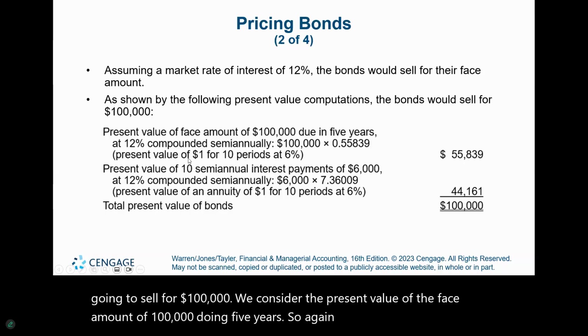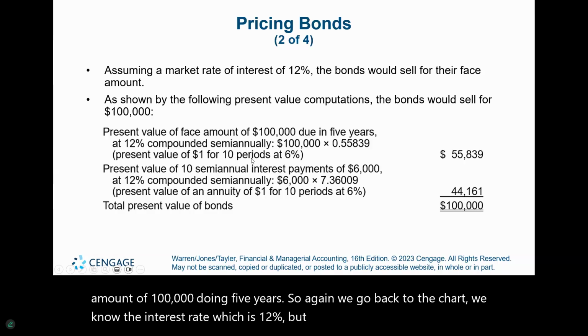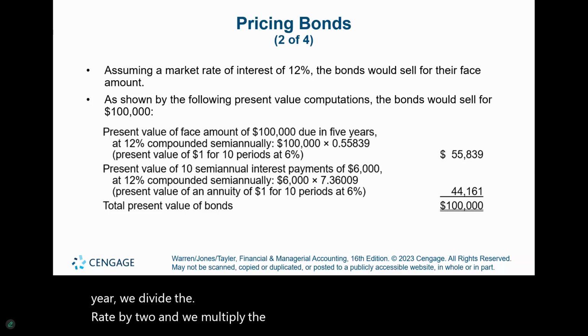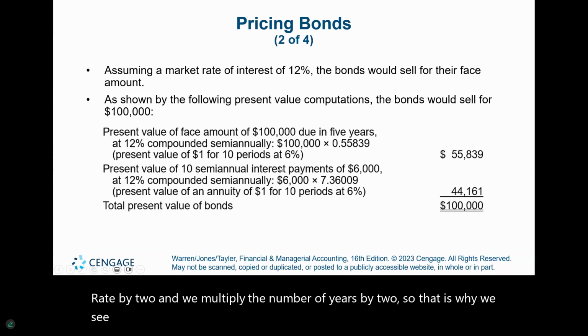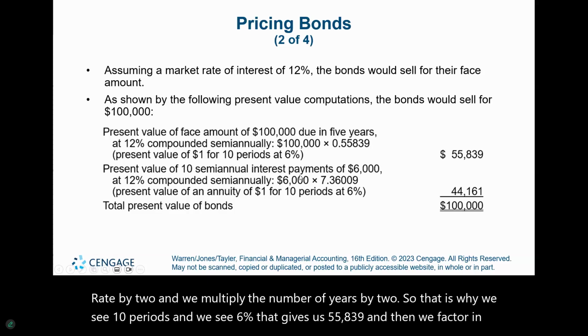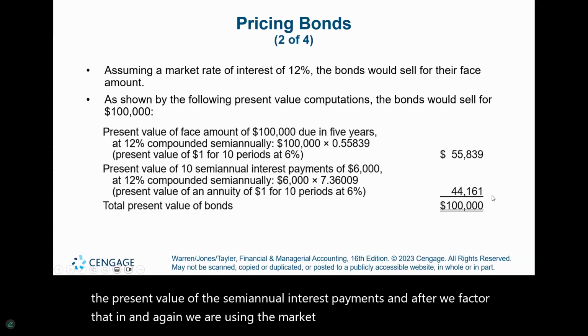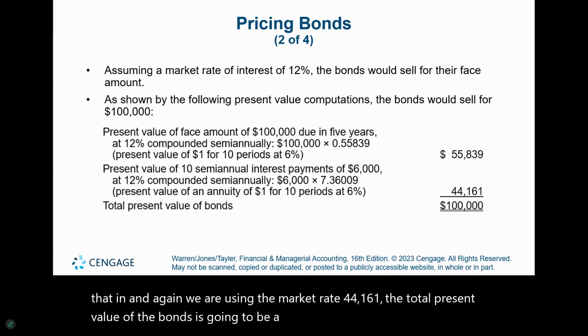So again, we go back to the chart. We know the interest rate, which is 12%. But again, because it's being paid twice a year, we divide the interest rate by 2, and we multiply the number of years by 2. So that is why we see 10 periods and we see 6%. That gives us 55,839. And then we factor in the present value of the semi-annual interest payments. And after we factor that in, and again, we are using the market rate, 44,161, the total present value of the bonds is going to be 100,000. So that's how much we're going to sell it for.